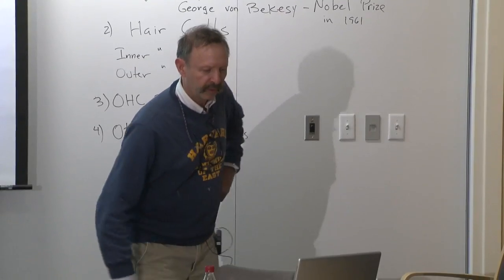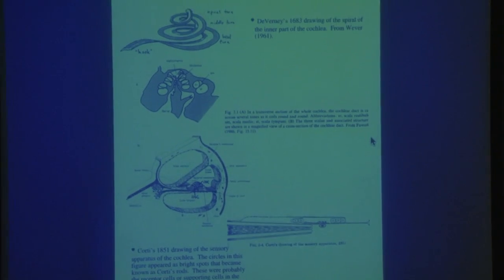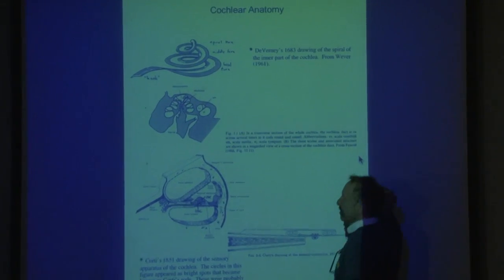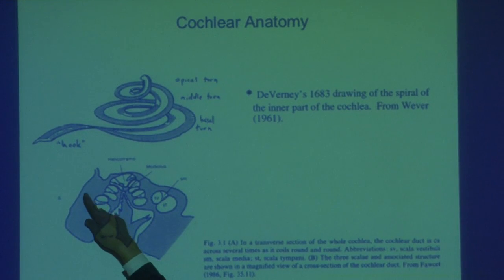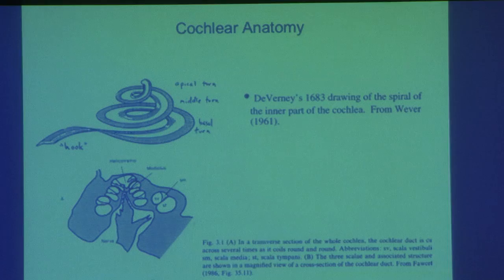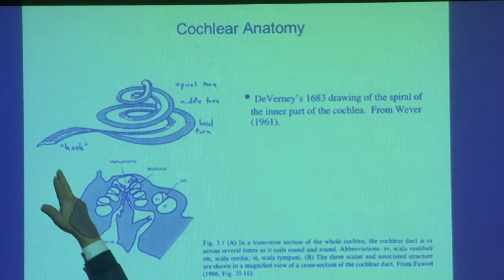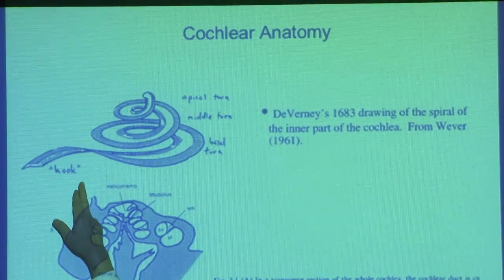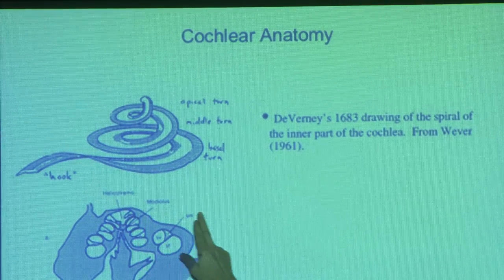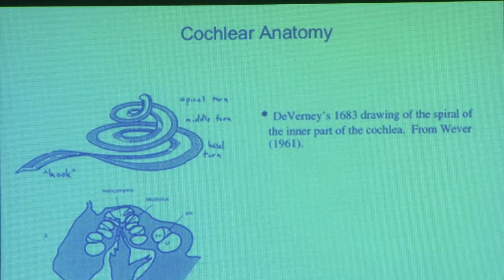So, cochlear anatomy. Here is an early drawing of the cochlea by Duvernay back in the 1600s. They already knew that the cochlea was like a snail shell, and in the middle of it, it had a membrane. The membrane went all the way from the base to the apex. This very basalmost part is called the hook, and then the membrane spirals around and goes to the very apex.